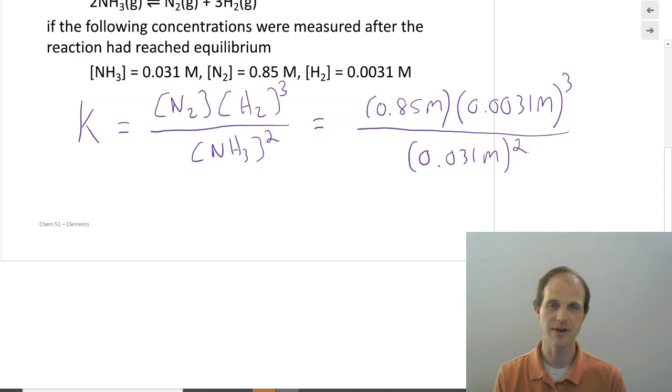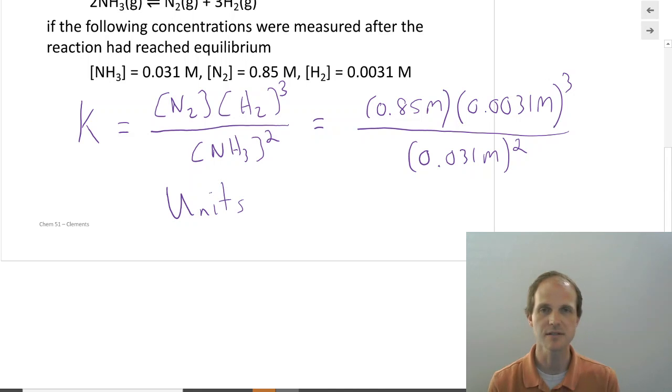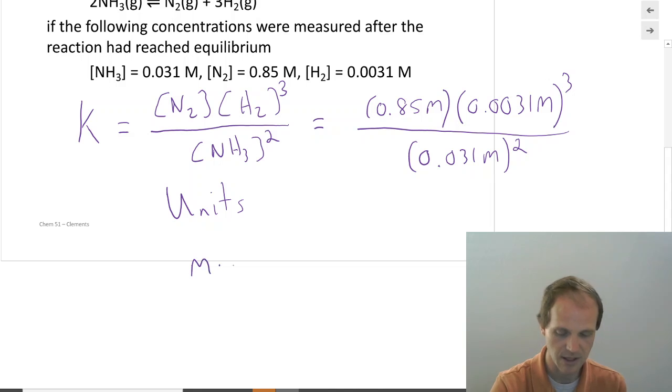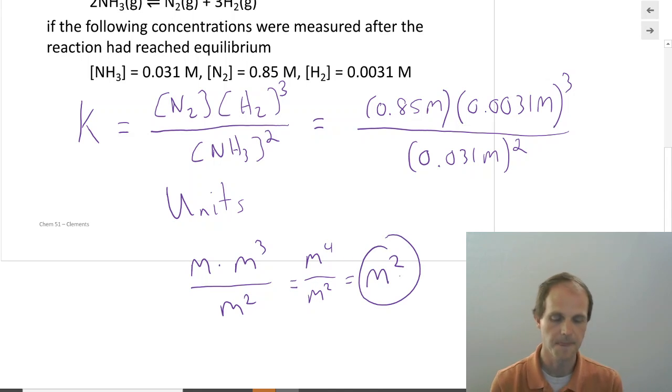Now, if you look at that one, you can plug those numbers into your calculator, and we'll get that number in just a second. But I want to pause and think about the units for this for just a moment. If I were to do this, what units would I get? Well, I'd get molar times molar cubed divided by molar squared, which is molar to the 4th over molar squared. And so I'd get molar squared as my units for this K.